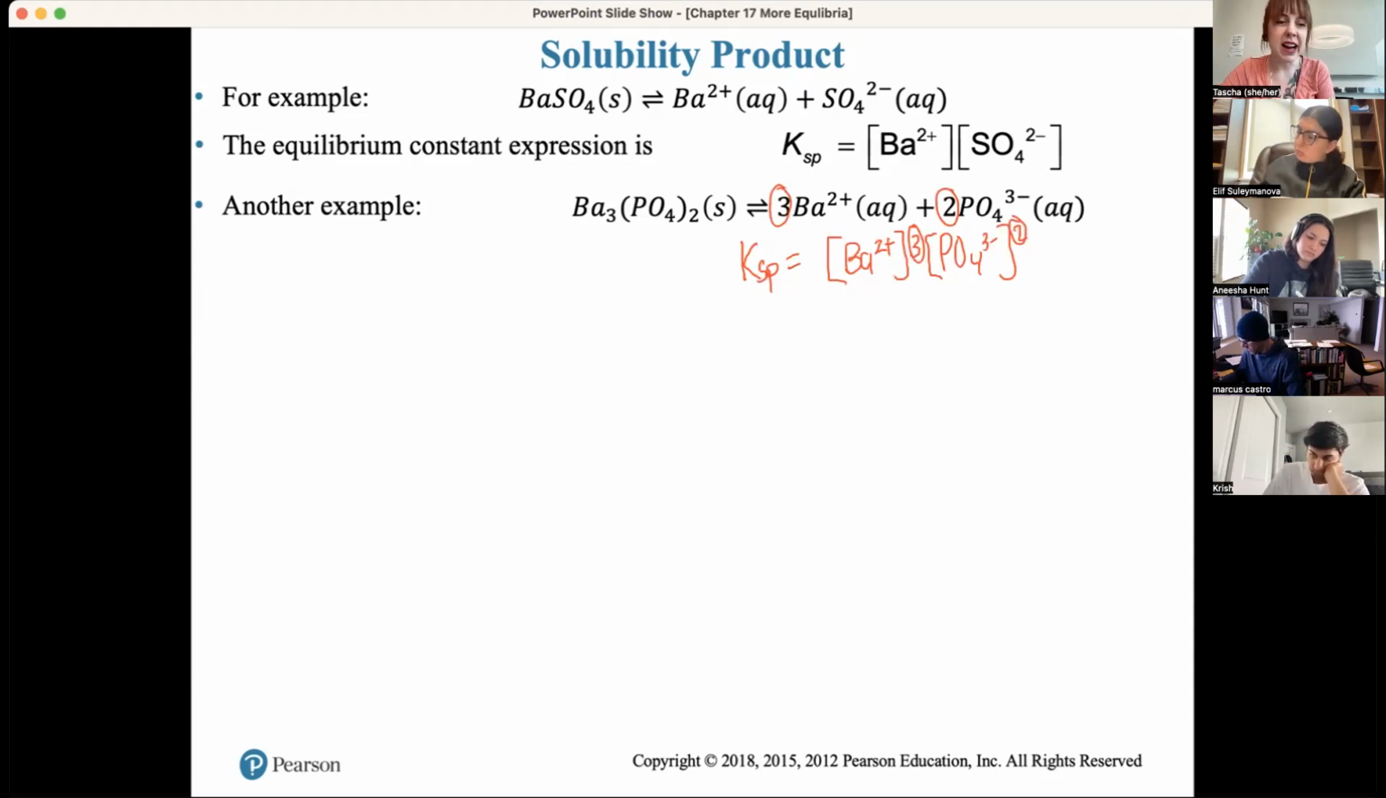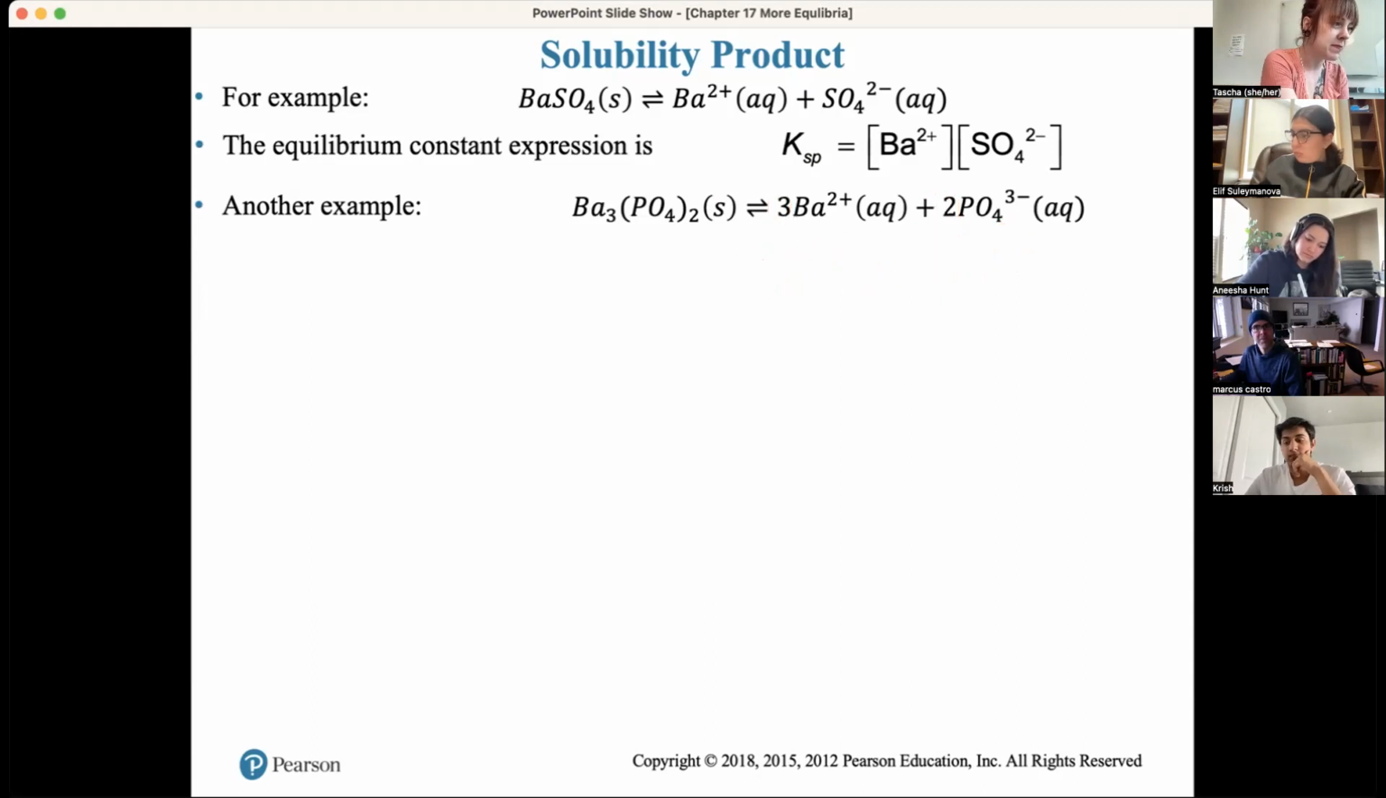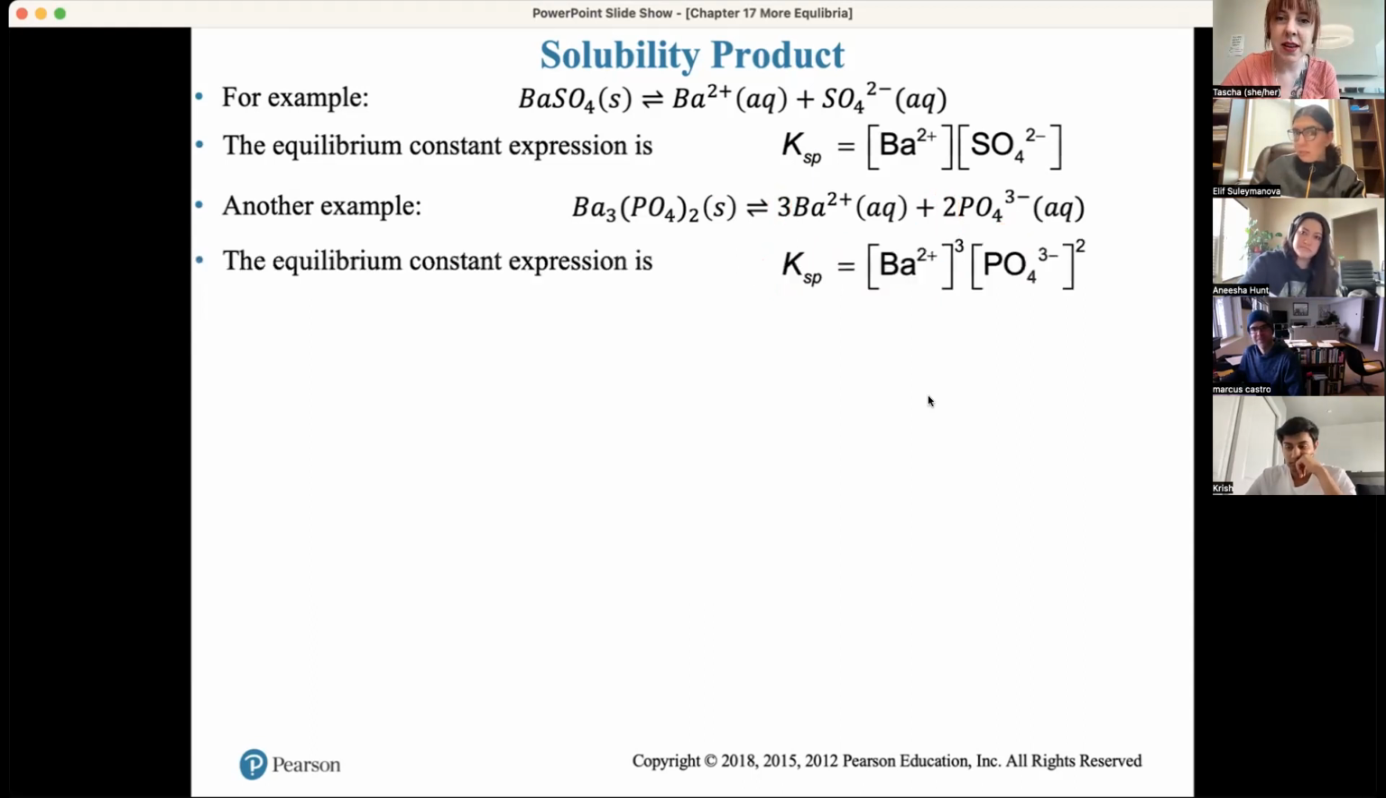Okay, good. Mariah, you would have thrived on Zoom. Maybe you did. Way to go. Okay, great. Barium cubed times phosphate squared.